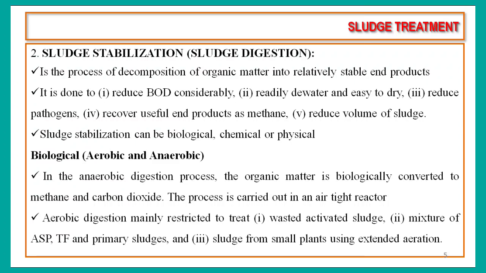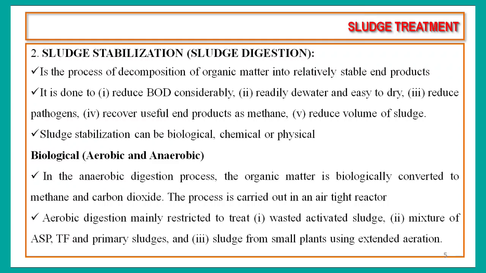And sludge stabilization can be biological, chemical, or physical. The biological stabilization process may be aerobic or anaerobic. That means the biological digestion process of sludge may be aerobic or anaerobic. In the anaerobic digestion process, the organic matter is biologically converted to methane and carbon dioxide, and this process is carried out in an airtight reactor.